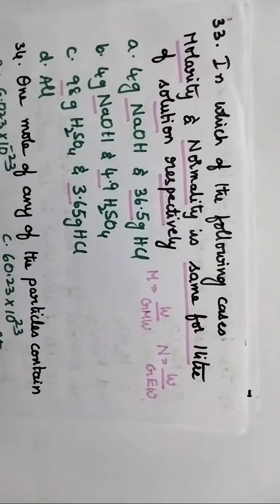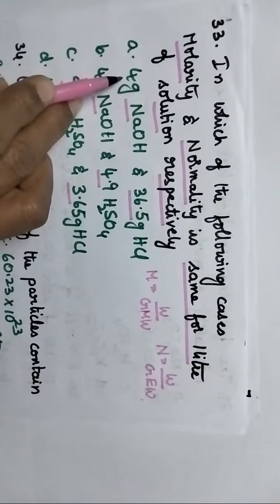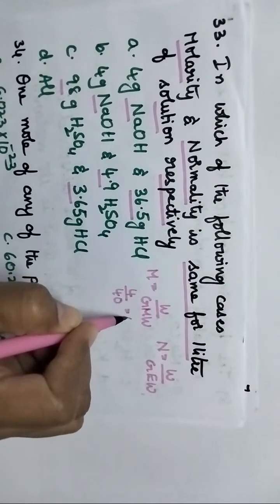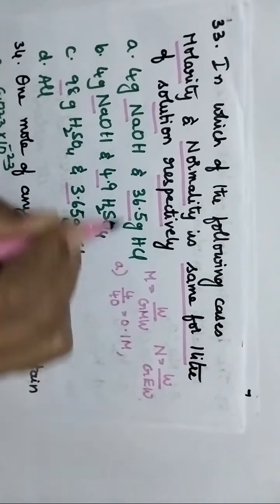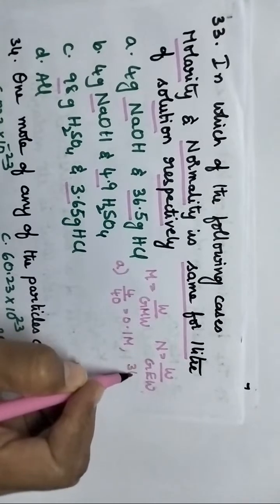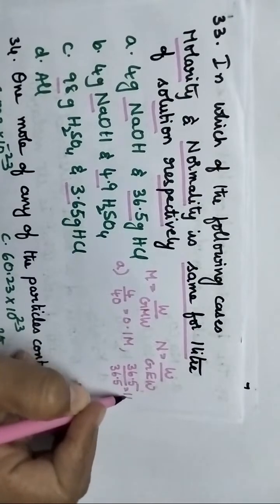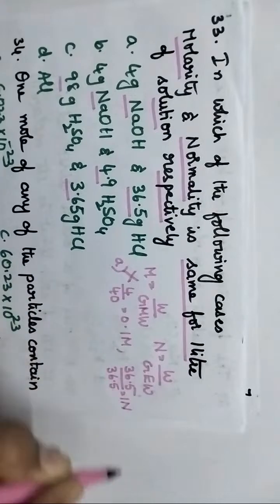Now tell me what is our answer. I will explain one by one. For the first solution, 4 gram NaOH, so 4 by 40, 0.1 molarity. Option A. For the second solution, you have to calculate normality. Weight 36.5 divided by gram equivalent weight 36.5. It is one normal solution. So for these solutions, the value is not the same.